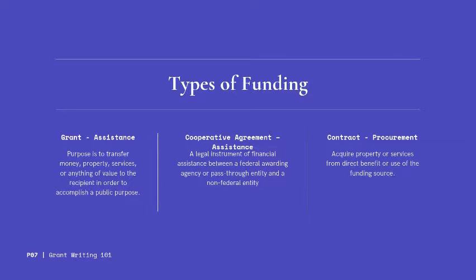The final type of funding is a contract or a procurement. We hear contracts and procurement thrown around a lot in the streets: I got a government contract, I'm procuring with the government. What exactly does that mean? Contracts and procurement happen at both the federal and state level, and even the local government. Sometimes counties and cities have their own contracting and procurement process.